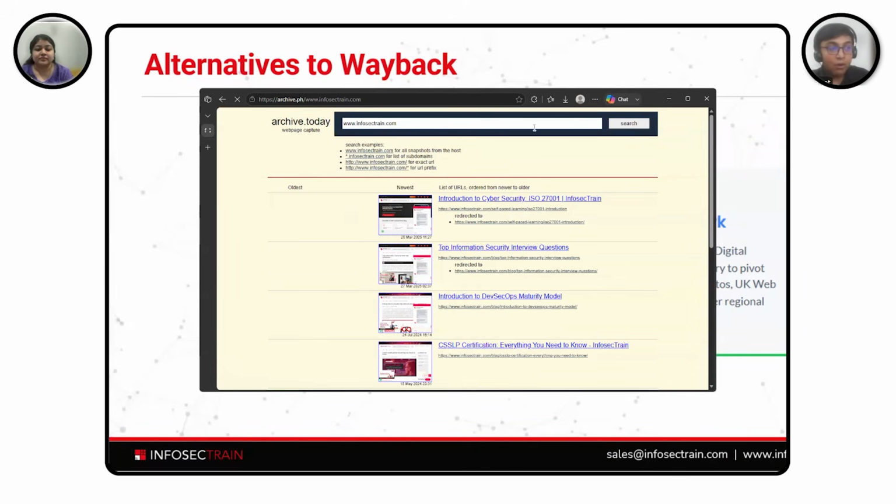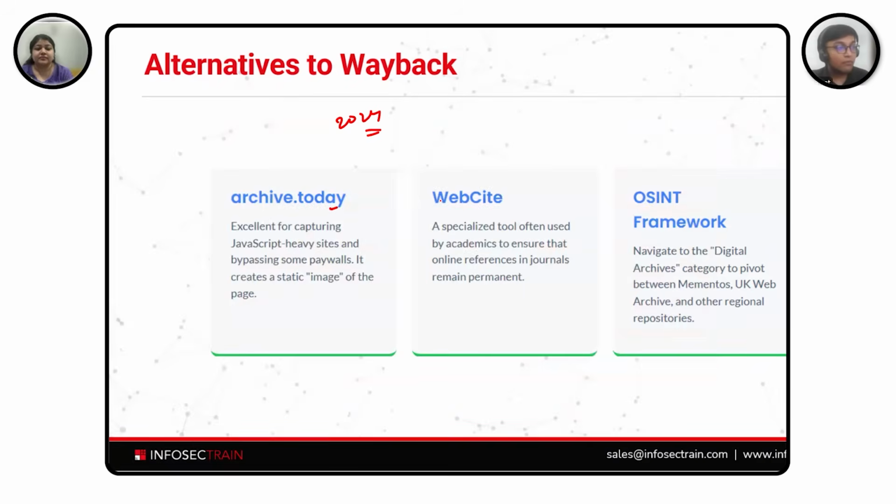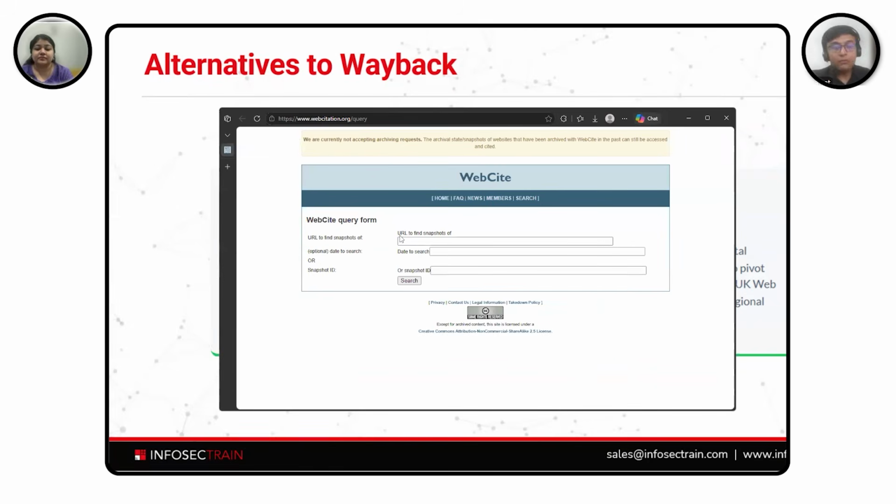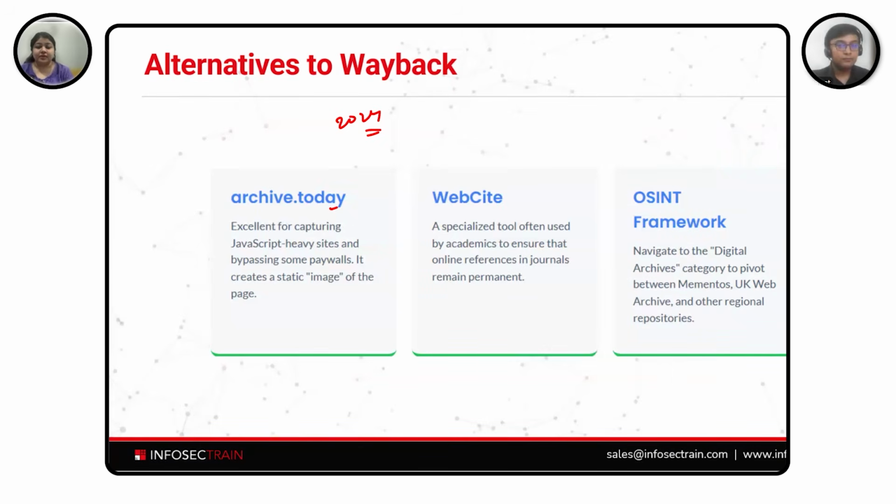Same, we have another alternative, that is another website. In this website also, we can simply use the search option to enter the URL we want to find the snapshots of. Same way as we have discussed for all these tools, we just have to write the URL domain name and search it. So these are the two alternative tools to Wayback Machine. Okay. Are there any resources which could provide free archive tools?